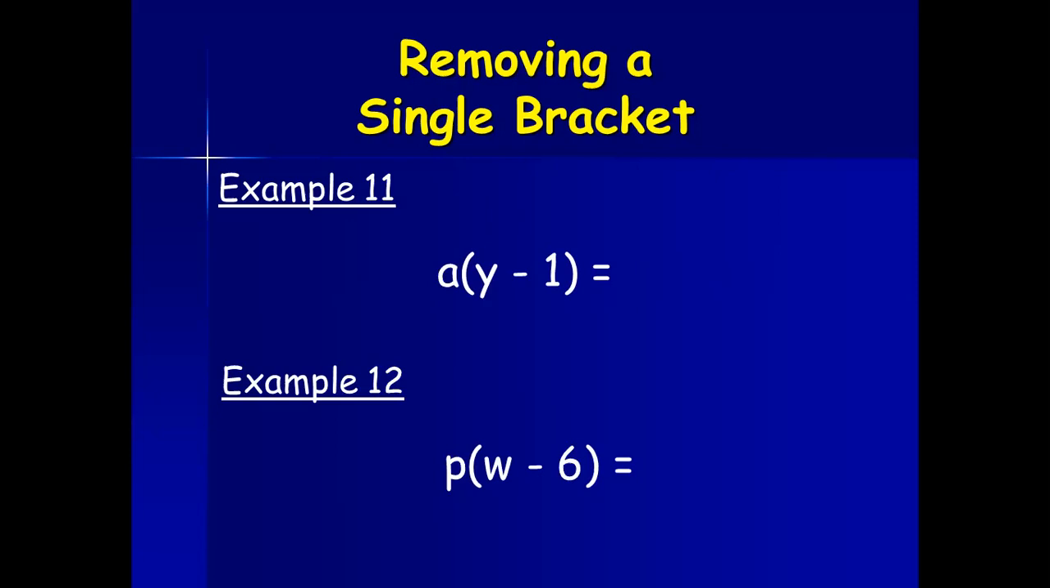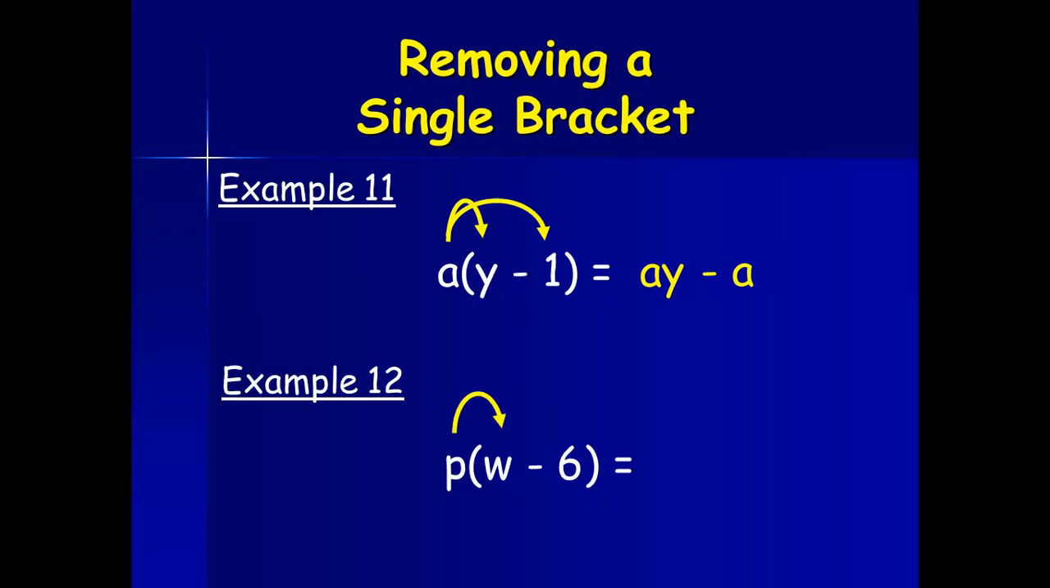Okay, example 11. I think it's getting easier now. a multiply y minus 1. a multiply y, I just put them beside each other. ay. a multiply negative 1, that is negative 1a. I never write 1. So it's negative a. I don't write negative 1a. I just write negative a.